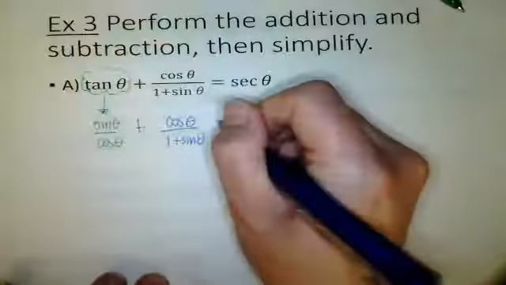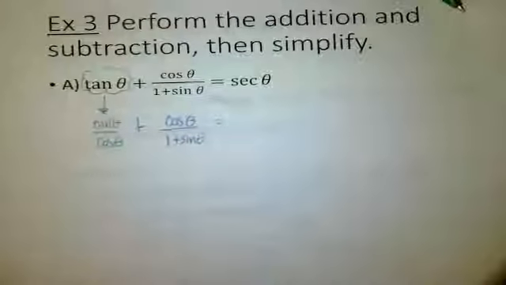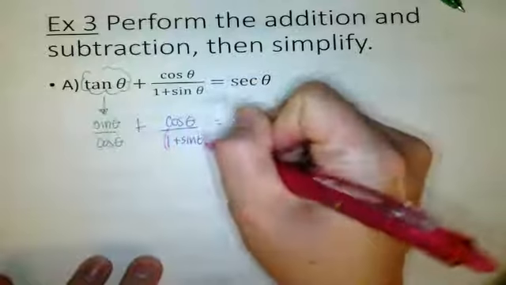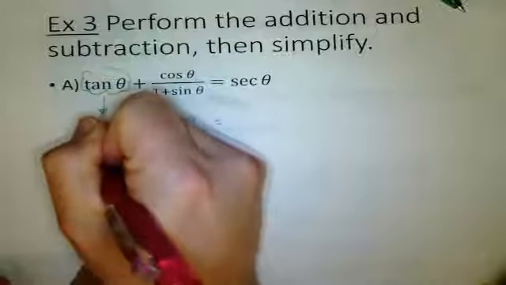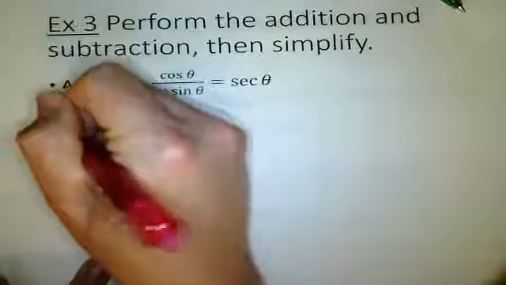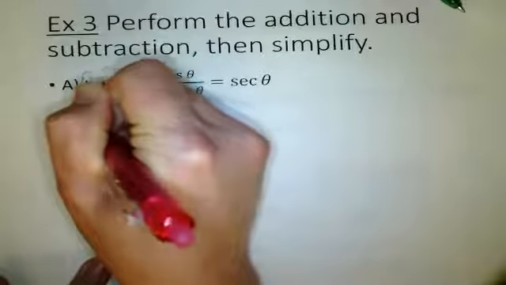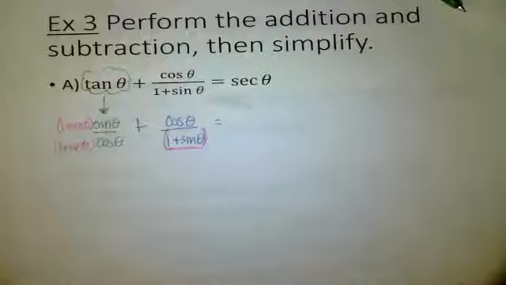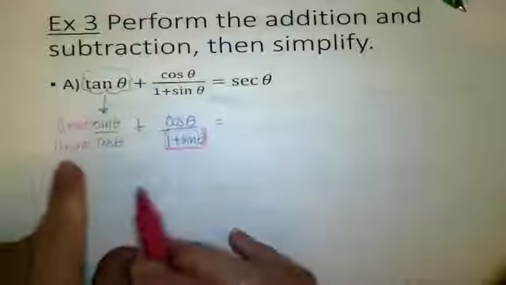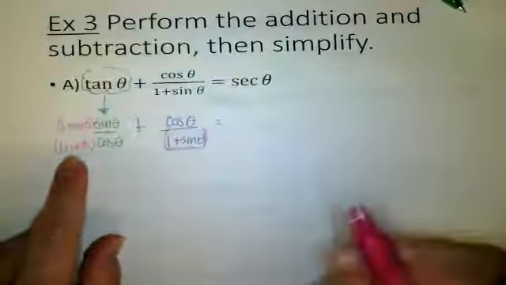Excellent. Now we are adding fractions. What must you have to add fractions? Common denominators. So what should I multiply this first fraction by? 1 plus sine theta on top and bottom. And I really encourage you to actually write it in. Don't be lazy, because when you're lazy, mistakes happen. For instance, not realizing that this is multiplying.